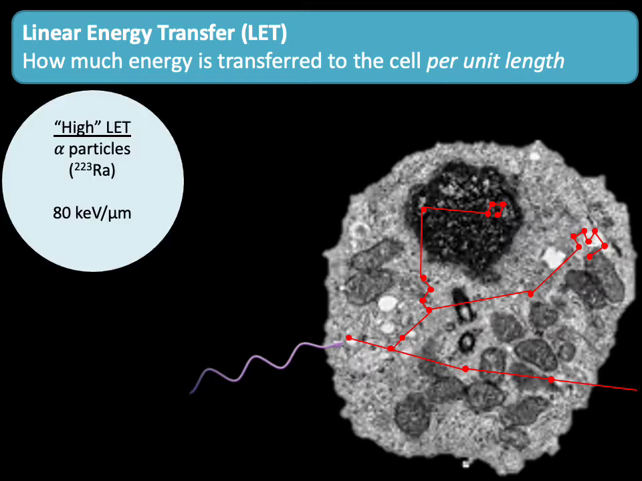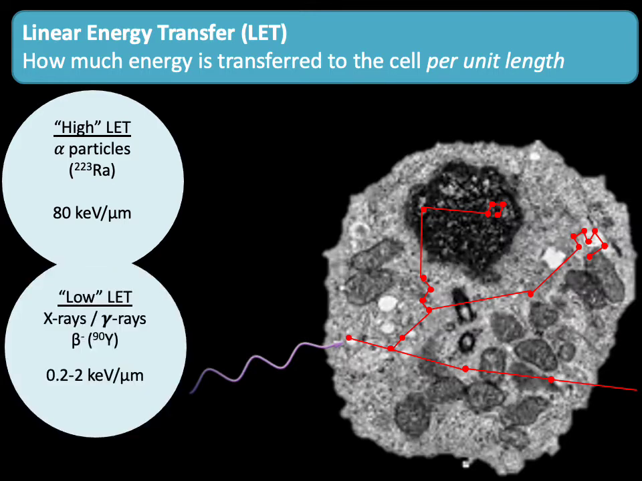High LET radiation includes protons and alpha particles. Radium-223, which is used to treat bone metastases, is an alpha emitter. The LET is about 80 keV per micron. Low LET radiation includes X-rays and gamma rays and beta particles. This low LET radiation deposits much less energy per unit length, about 0.2 to 2 keV per micron.